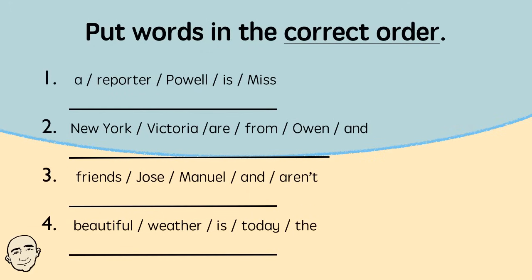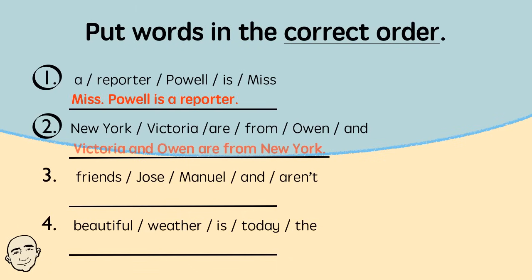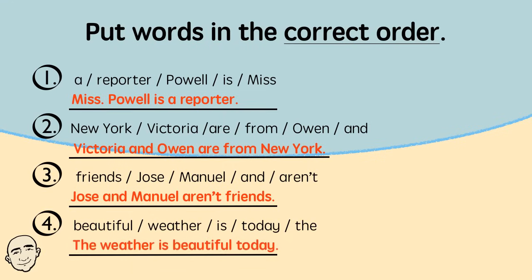Put the words in the correct order. Miss Powell is a reporter. Victoria and Owen are from New York. Jose and Manuel aren't friends. The weather is beautiful today.